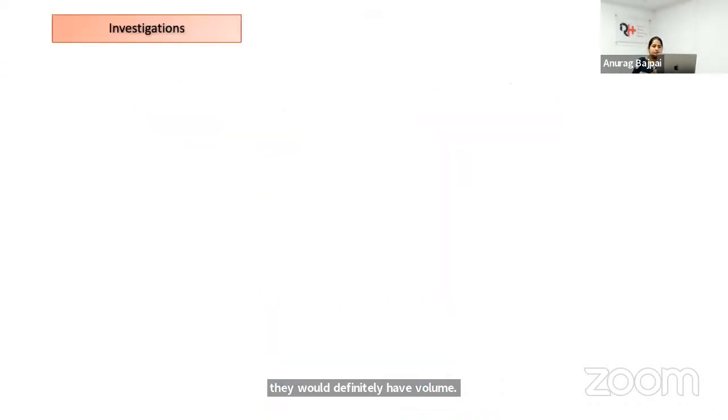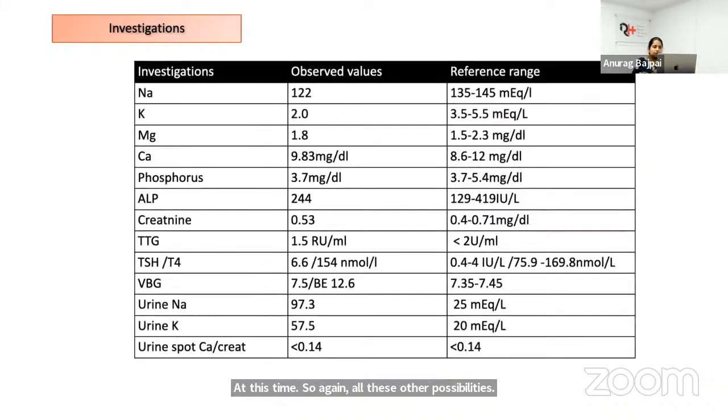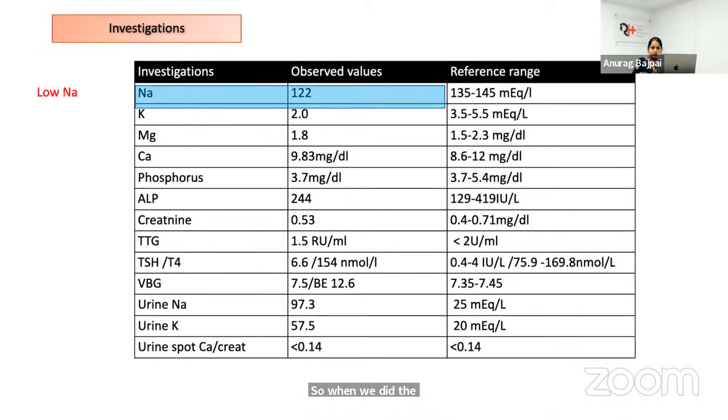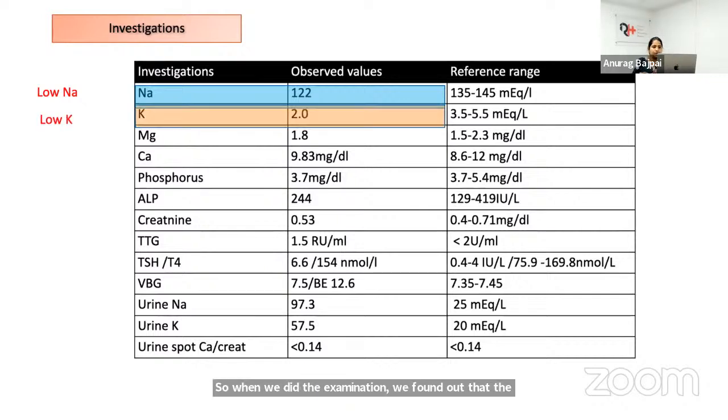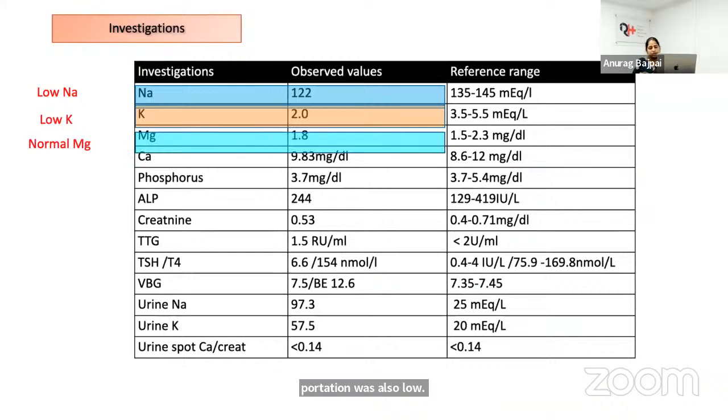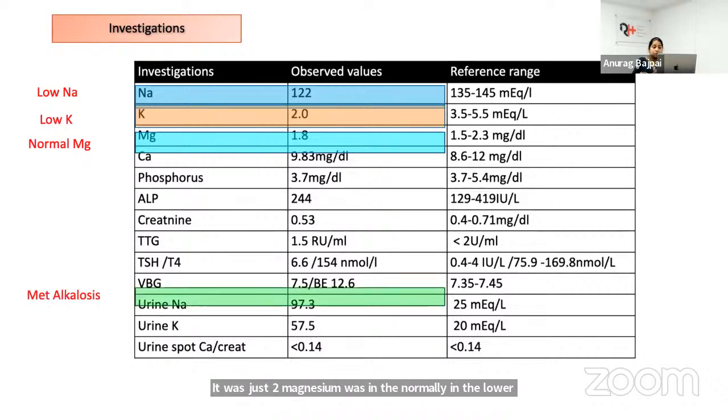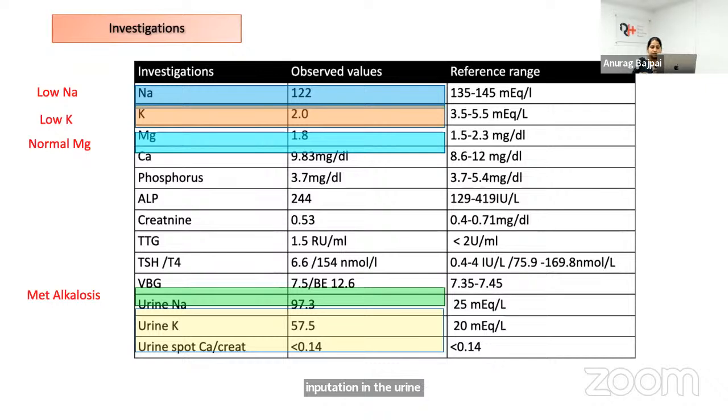When we did the investigations, we found that the serum sodium was low, 122. The serum potassium was also low, just 2. Magnesium was in the lower side of the normal range, 1.8. There was metabolic alkalosis, pH was 7.5, and the excretion of sodium and potassium in the urine was more than the expected range, 97.3 of the sodium and 57.